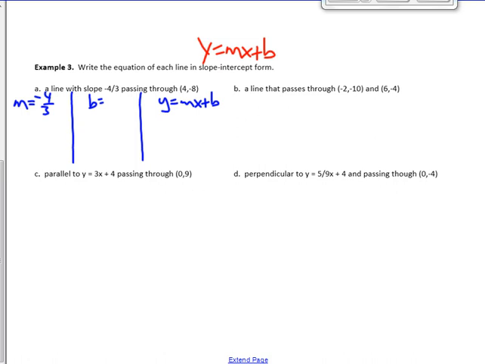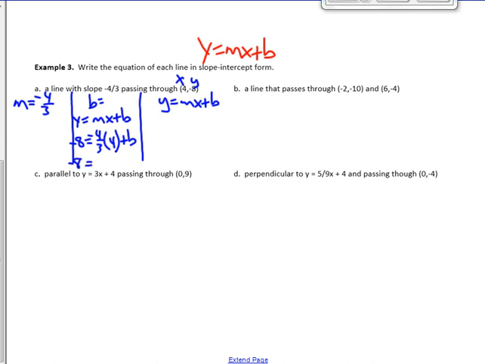They told me the slope was negative 4/3, but I don't have b, because the point 4 comma negative 8 is not a y-intercept. If it was a y-intercept, I would have b, but I don't. So I need to do some work to find it. I've got y equals mx plus b as the equation that I want to use. This is an xy point, so I'm going to use it as my x and my y. So I plug in negative 8 for y. The slope was negative 4/3. My x was 4. And what I want to find out is b.